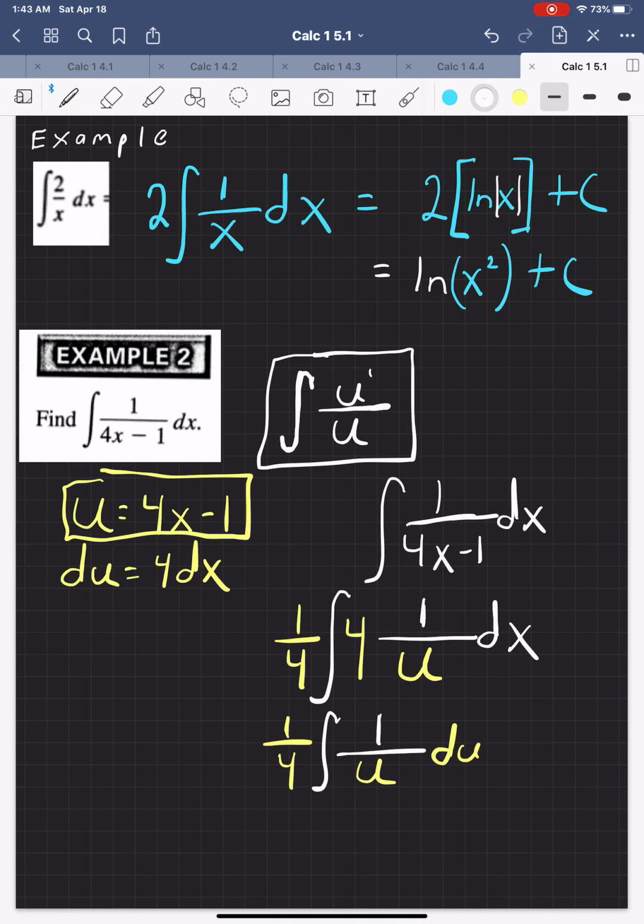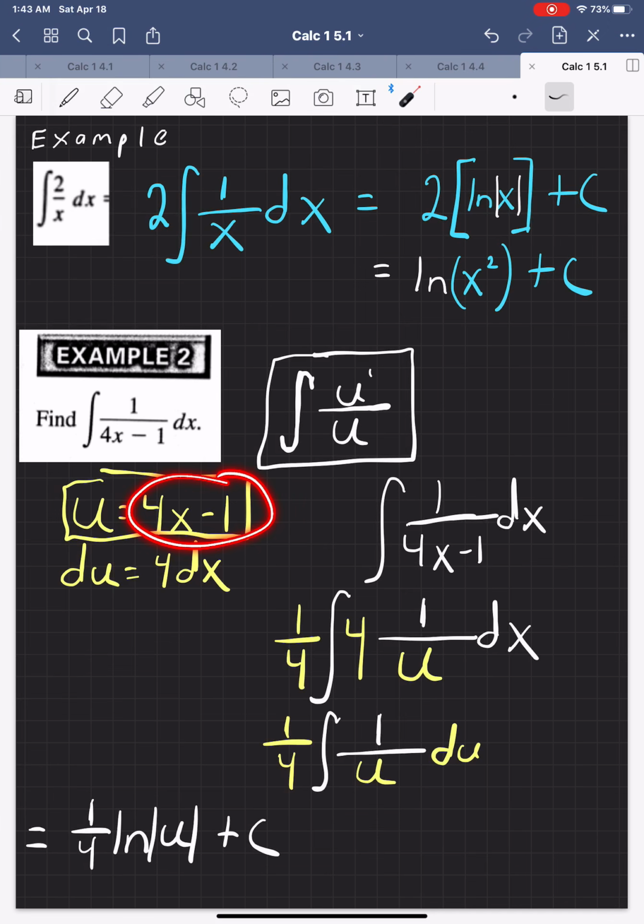Almost done. All we have to do is integrate this guy. So you recall, if you integrate 1 over u, you just get ln of u. So this becomes 1/4 ln of u. Don't forget your plus c, because that would be a sin. And last, let's take this 4x minus 1 and put it back in there for u, okay? Because your client understands x, but your client does not understand what the heck a u is.